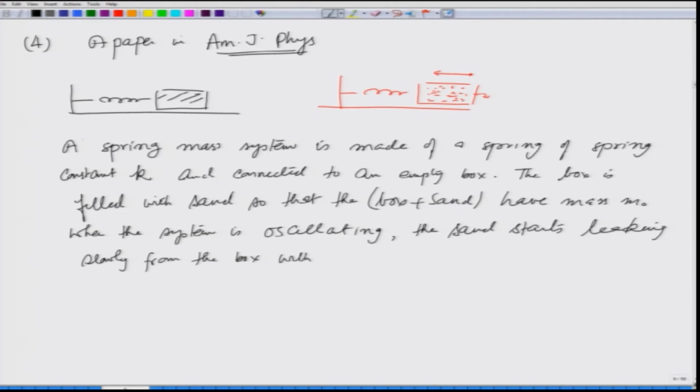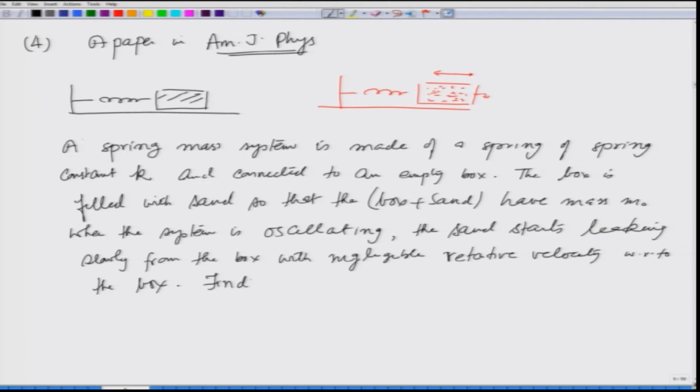With negligible relative velocity with respect to the box. What that statement means is that the velocity of sand which is falling or leaking is the same as the velocity of the box at that time, with negligible relative velocity with respect to the box.